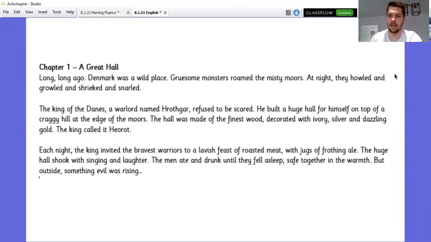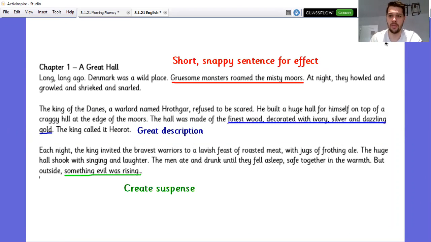Okay, so I'm just going to unpick a couple of features there for you. We've got our short, snappy sentence here for effect. Gruesome monsters roamed the misty moors is right at the start of our story. Immediately, as a reader, I'm thinking, who are these monsters? Why are they so gruesome? The fact that they roam almost makes me think that they set the rules. They go wherever they want in the mist. Do people see these monsters? If they're in the misty moors, do they even know they're there?